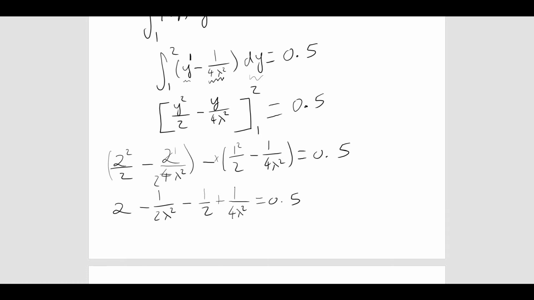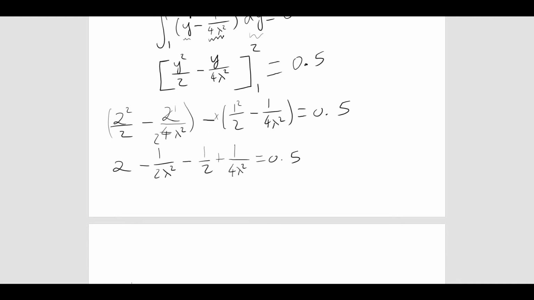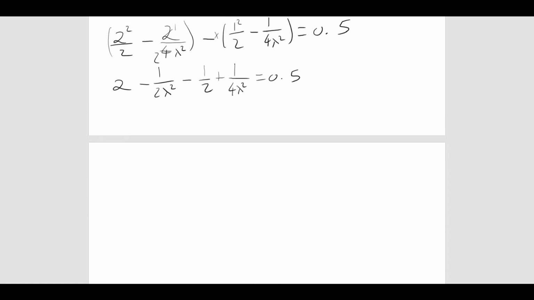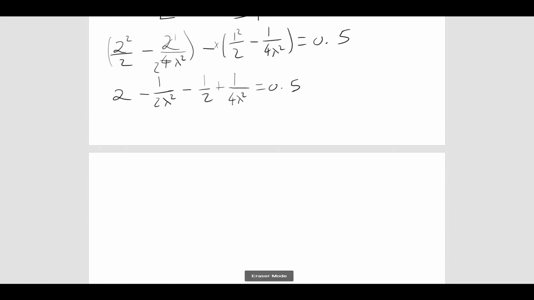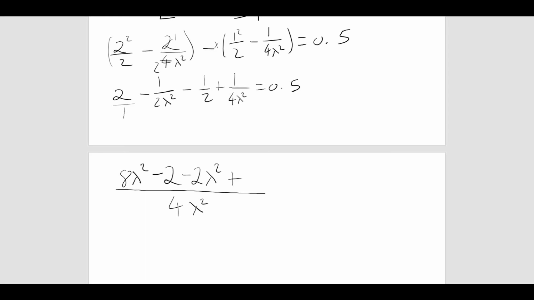And again, the aim of the game is to get lambda squared. There are different strategies we could use. I think probably the easiest thing would be to get a common denominator. On the left-hand side, I'm going to get a common denominator of 4 lambda squared. Basically I've got 2 over 1 right now. I've multiplied the bottom by 4 lambda squared, so I have 8 lambda squared. 2 lambda squared I've multiplied by 2, so I take away 2. 1 half we have multiplied by 2 lambda squared, so I take away 2 lambda squared. And then 1 over 4 lambda squared just stays the same.